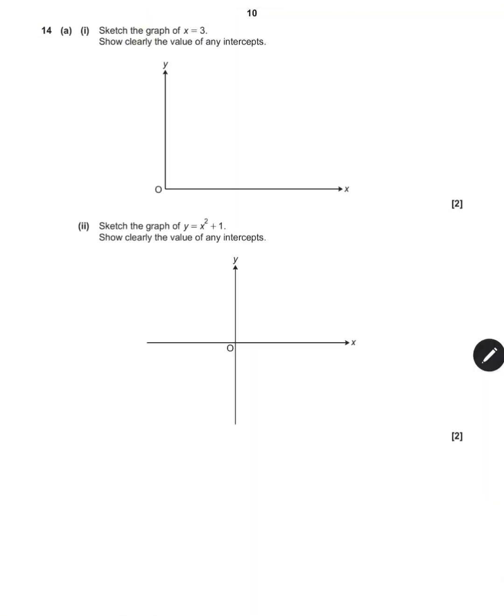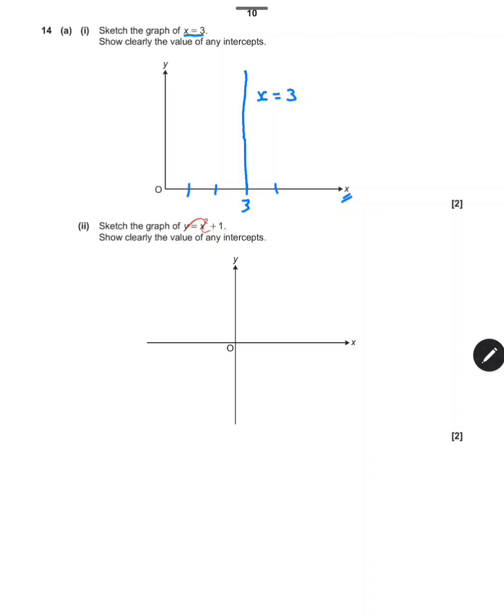Question 14. This question is just about knowing your types of graph. It says sketch the graph of x equals 3. Well, here's the x-axis. You might say 1, 2, 3, 4. Here is where x equals 3. So it will just be a straight line, straight up and down. Most people draw a line across because the x-axis goes across. We're looking for where 3 is on the x-axis for x equals 3.